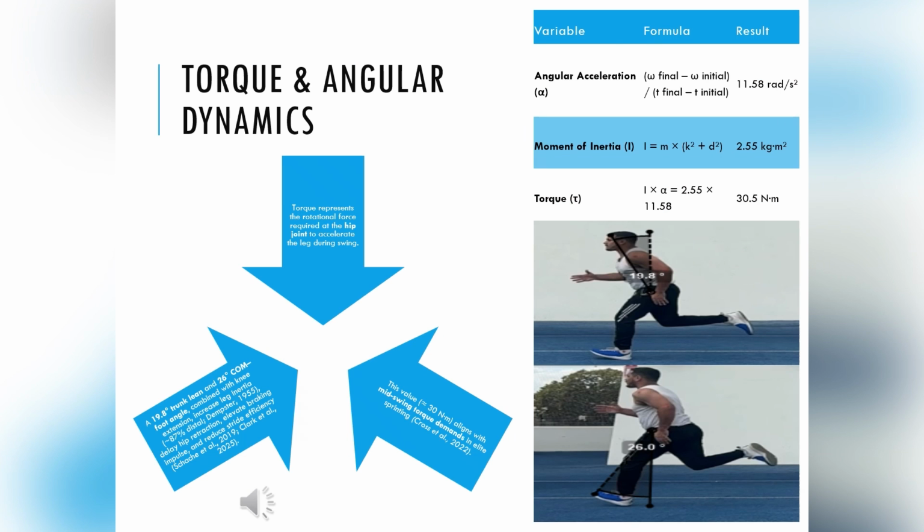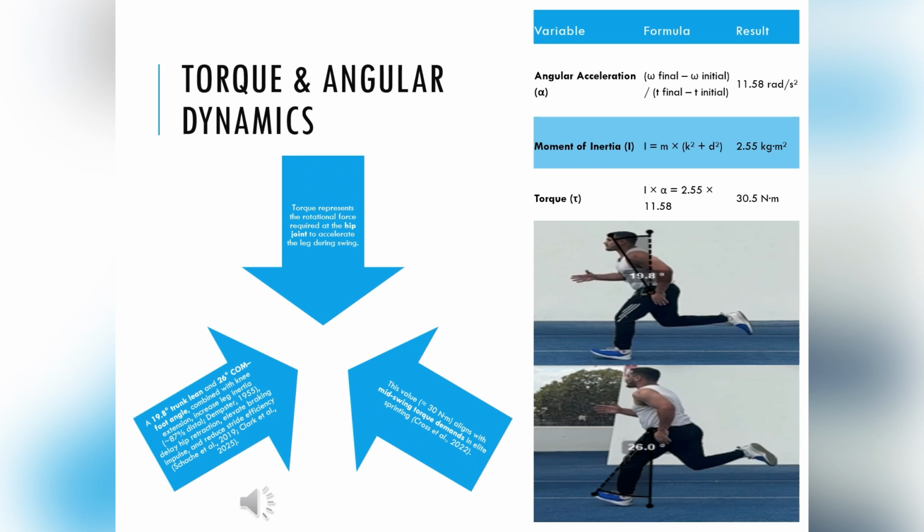Average hip angular acceleration of the runner during the swing phase was determined by converting the angular velocity into radians per second. It was determined to be 11.58 radians per second squared. The moment of inertia of the leg about the hip of the runner during the swing phase was determined to be 2.55 kilograms meter squared.